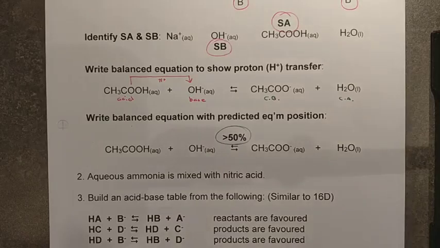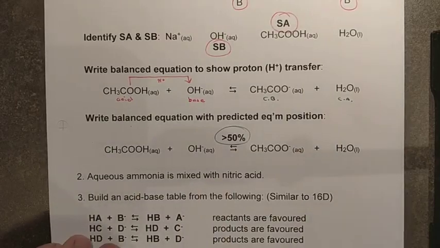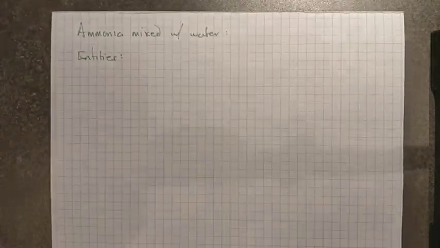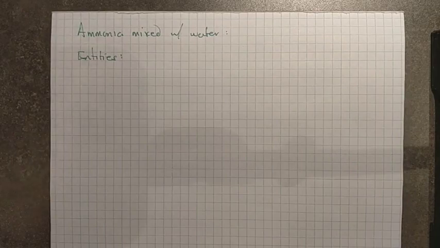Let's take a look at example number 2. Aqueous ammonia is mixed with nitric acid. So, what does that look like for us? What are the entities? What are the potential acids and bases? Or what are the strongest? And we go from there.